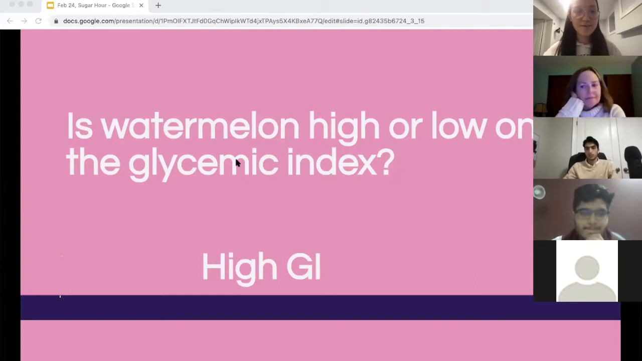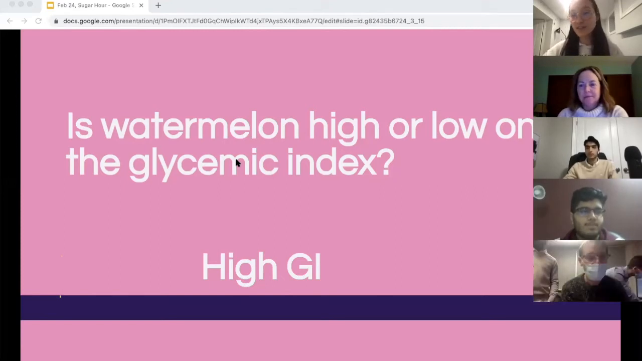Yeah, so watermelon, although it is high on the glycemic index, a serving of watermelon has such little carbohydrates that it's only a 5 on the glycemic load, which is low. So it's a good food.